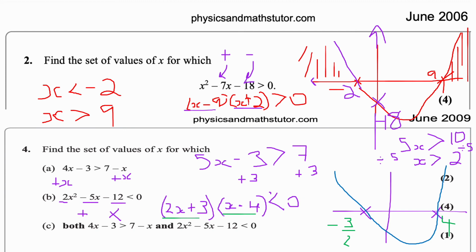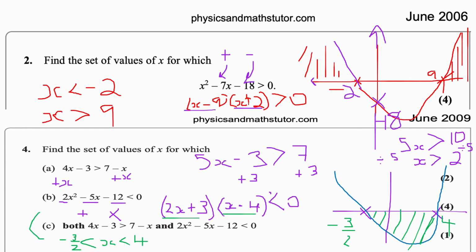When is the graph below the x-axis? Well, it's below it here. Okay, so it's below it between -3/2 and 4. So your solution for part B would be that -3/2 is less than x, and then less than 4. Okay, so that would be your solution to the quadratic inequality.